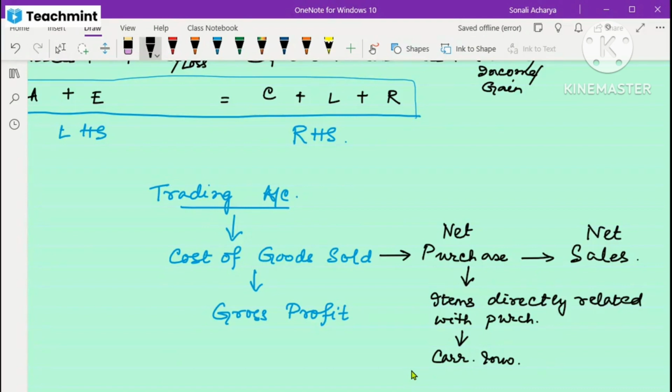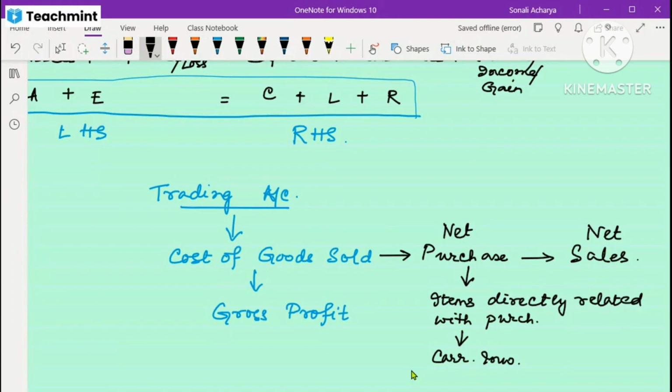Along with that, if we want to calculate the cost of goods sold, what do we have to calculate? We have to calculate first the sales, net sales, and against it the cost of the purchased goods. And one more thing is to be kept in mind, that we have to exclude the stock that is lying as closing stock.